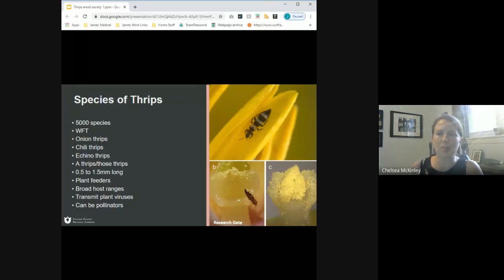The singular and plural form is thrips. So you would say a thrips or those thrips. I know it sounds really weird, but once you start saying it, you kind of get used to it. So if you want to sound smart, or especially if you're talking to someone who knows a lot about insects, it's good to know how to properly use terminology.